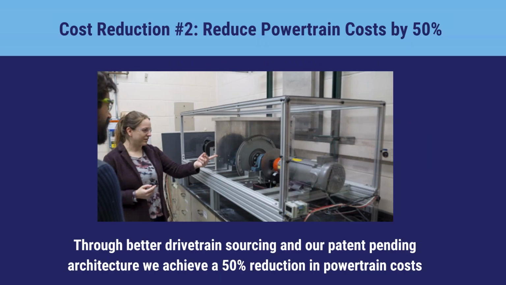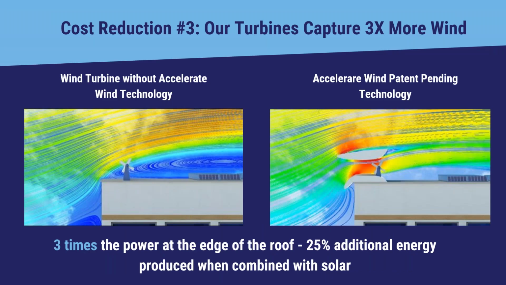The second thing that we're doing is we've spent a lot of time refining our powertrain to use all commercial off-the-shelf components, and we have a patent pending powertrain architecture that lets us cut powertrain costs to about 50% of what they would be otherwise. And then what we're really here to talk about today is our third cost reduction strategy, which is the fact that we leverage the fact that winds are naturally faster at the edges of roofs than other parts of the roof.